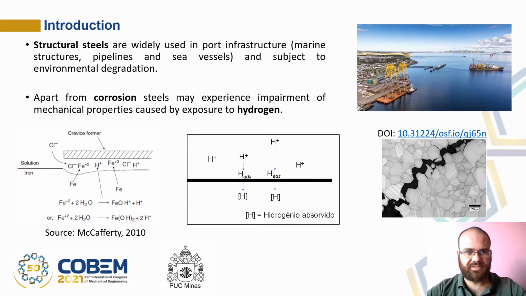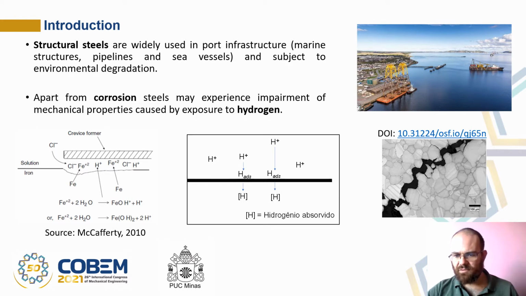So a brief introduction. Structural steels are widely used in port infrastructure, which includes marine structures, pipelines, sea vessels, offshore structures. And in these conditions, these steels are subject to environmental degradation. The most visible problem is corrosion. But associated with corrosion processes, we can have the absorption of hydrogen atoms in the material.